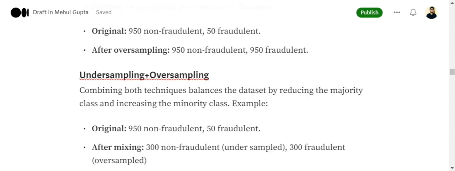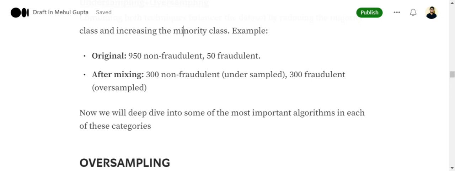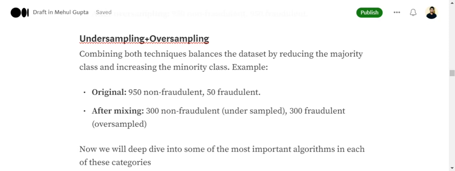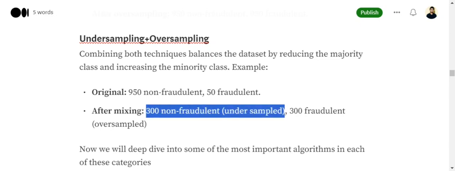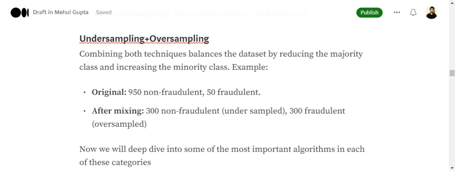Finally, there is a combination of the two that really goes well in the real world. Basically, we would be undersampling the majority, oversampling the minority, and then coming to a middle ground. So if initially we have 950 non-fraudulent and 50 fraudulent transaction samples, after using this mixed approach, it can be 300 non-fraudulent and 300 fraudulent. In non-fraudulent we are doing undersampling, and for the fraudulent transactions, which are fewer in number, we are doing oversampling. So this is a combination of the two that can be used.